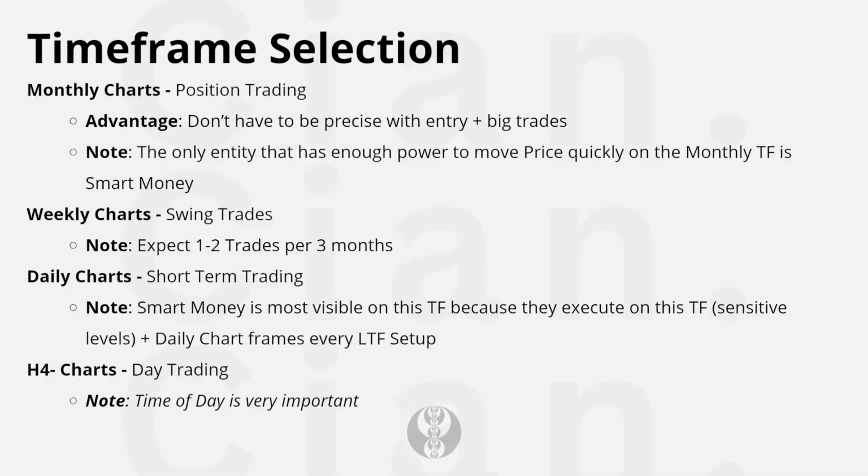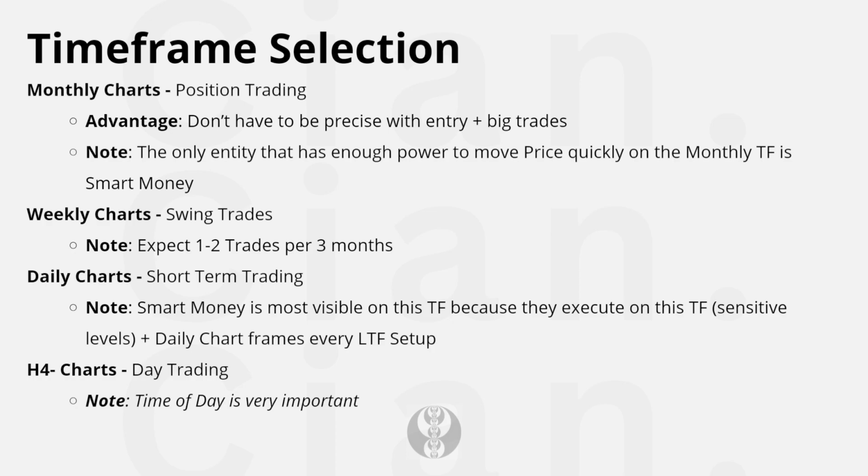Timeframe selection. So we have the monthly charts, which are mainly used for position trading. The advantage of the monthly chart is that you don't really have to be precise with your entry, and the trades you take are very big. Note that the only entity that has enough power to move price quickly on the monthly time frame is smart money. Weekly charts are mainly used for swing trades. Expect 1 to 2 trades per 3 months, so a little less than 1 trade a month.